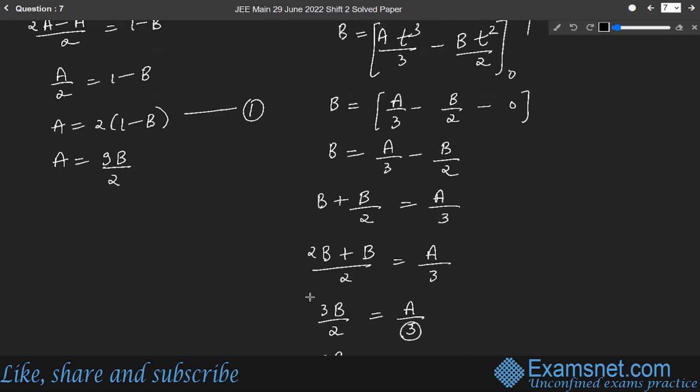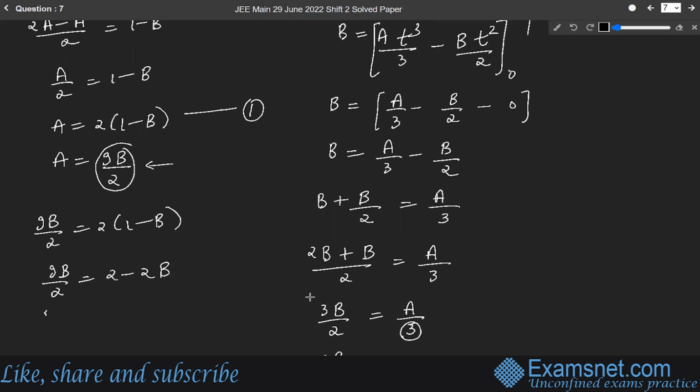Now let us do one thing. Let us substitute a is equal to 9b upon 2 in equation number 1. So what is equation number 1? A is equal to 2 into 1 minus b. So what is the value of a that we have to substitute? 9b upon 2. So we are substituting this value of a in equation 1. So we have 9b upon 2 is equal to 2 into 1 minus b, right? So 9b upon 2 is equal to 2 minus 2b.